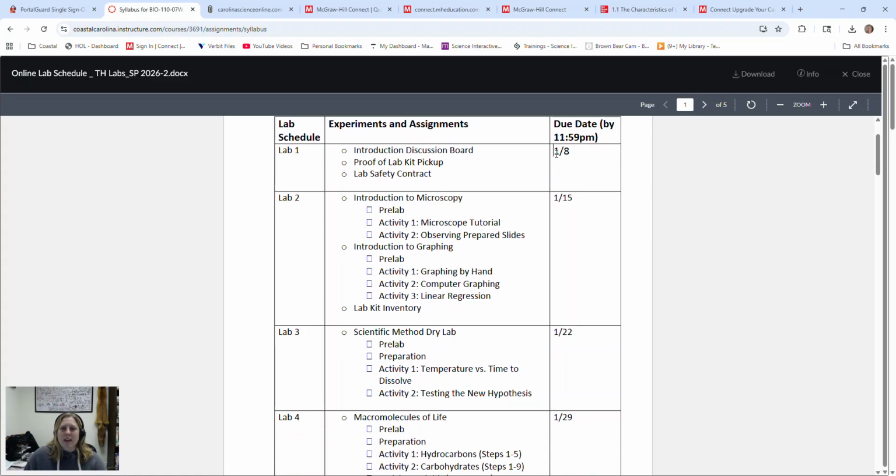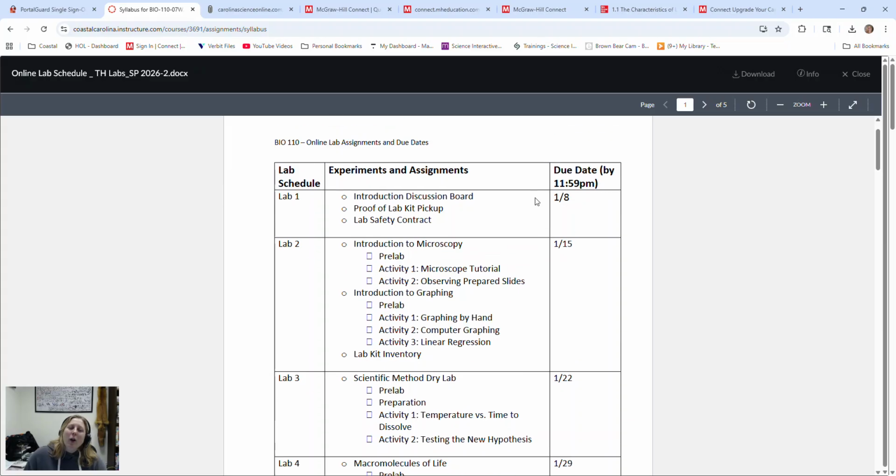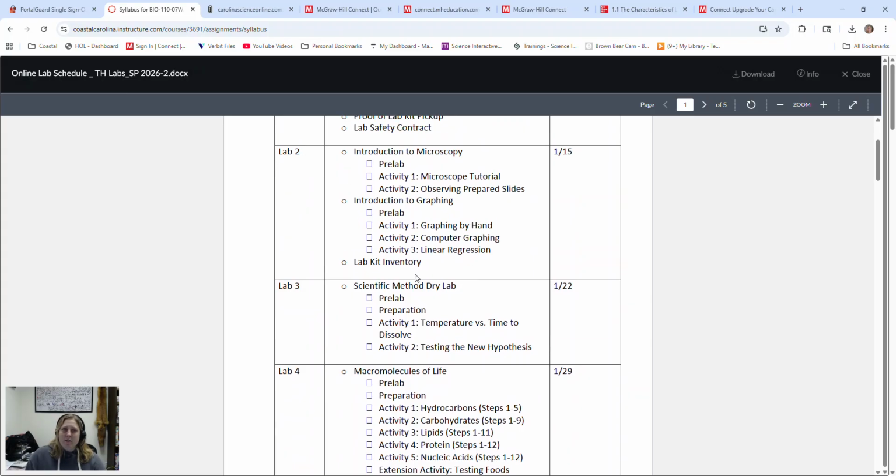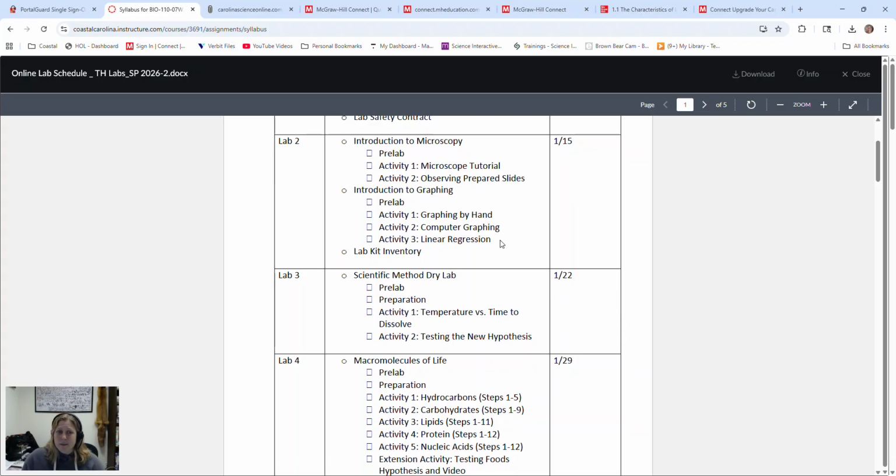So the due date of the 8th is for your introduction discussion board, proof of lab kit pickup, and lab safety contract being signed, which is all getting you set up to do the next week's lab. Next week, lab week 2, I want you to do an inventory of your lab kit. Make sure that all of the materials you need are there. If they're not, contact Carolina so they can send you the lab materials.